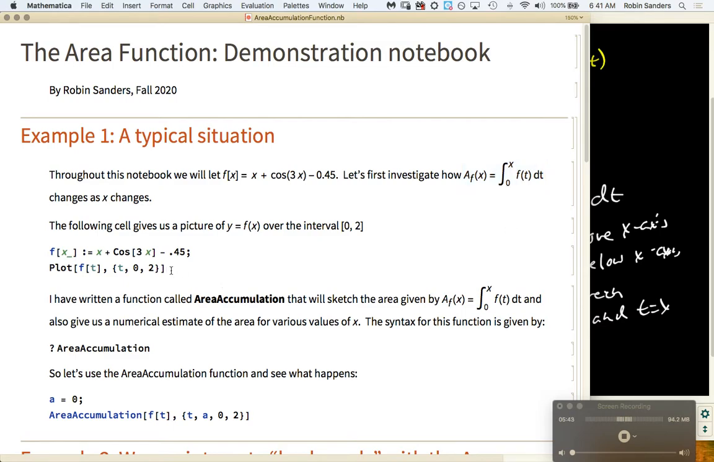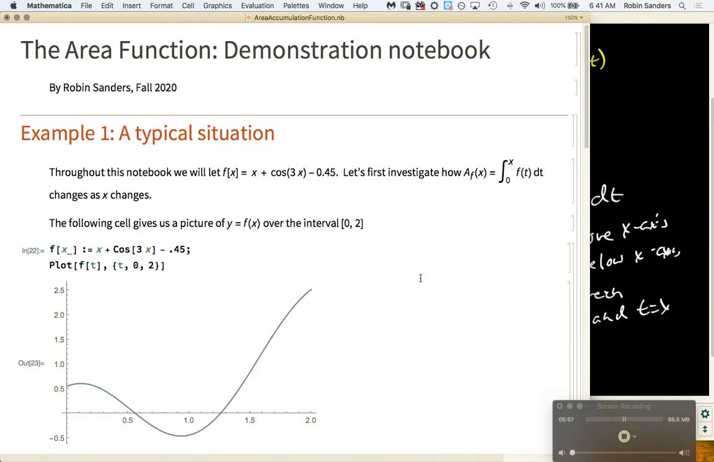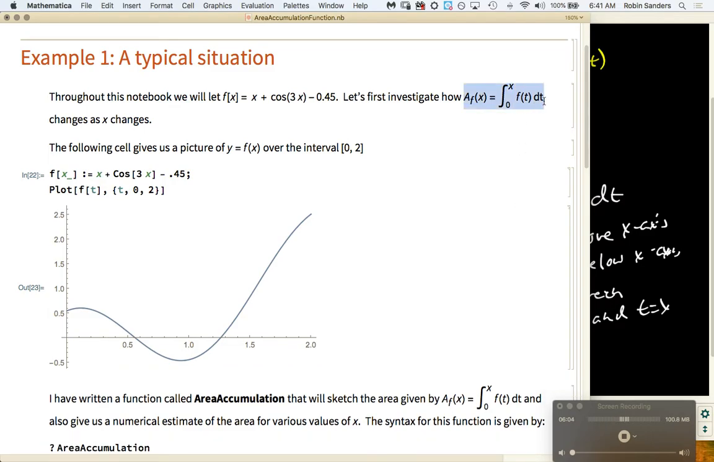This particular cell gives us a basic idea of what the function is going to do, and this is also illustrating something important. Whenever you see this message pop up in Mathematica, always say yes. And so this is what my function looks like. Now, because my integral is starting at 0, I want to be thinking in terms of drawing out the area as x is going to be going this way.